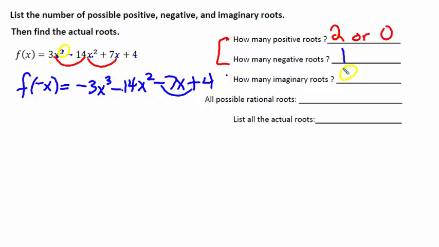Another possibility is that you don't have any positive roots. You still got that 1 negative, but you're supposed to have 3 total. Well, 0 and 1 is only 1. We need to get to 3, which means there must be 2 imaginary roots if that were the case.